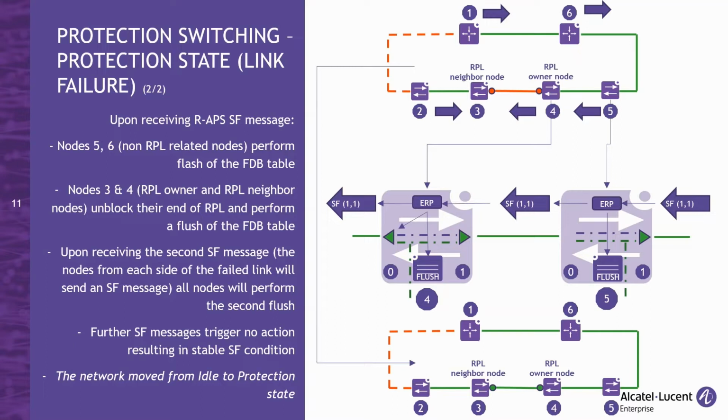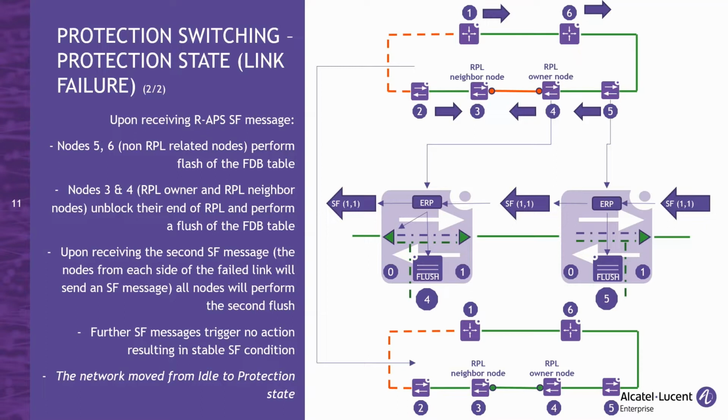As two nodes sent out SF messages as a reaction to link failure, all the nodes in the network will receive another SF message as well, with different node and port IDs. Upon receiving this message, all nodes will perform FDB flush for the second time.